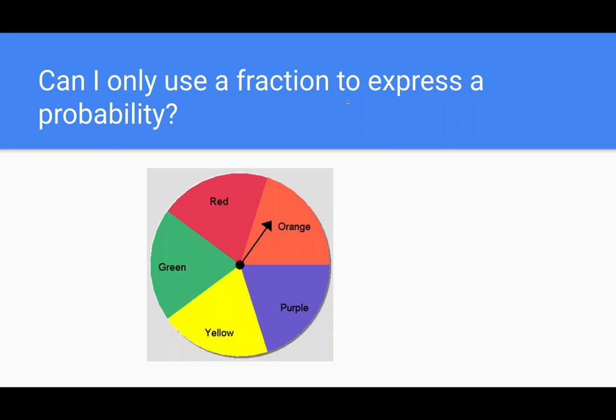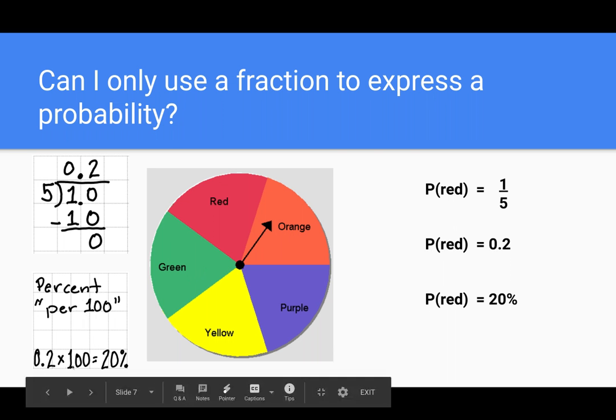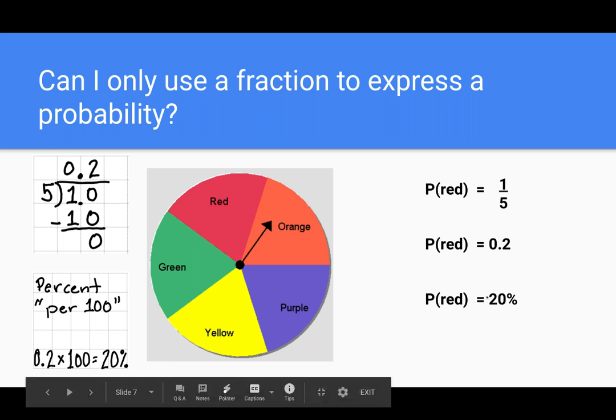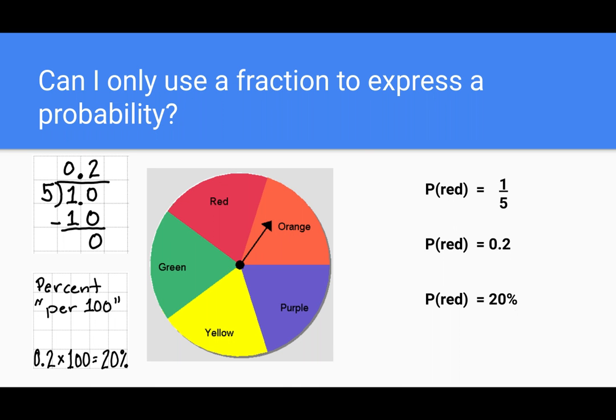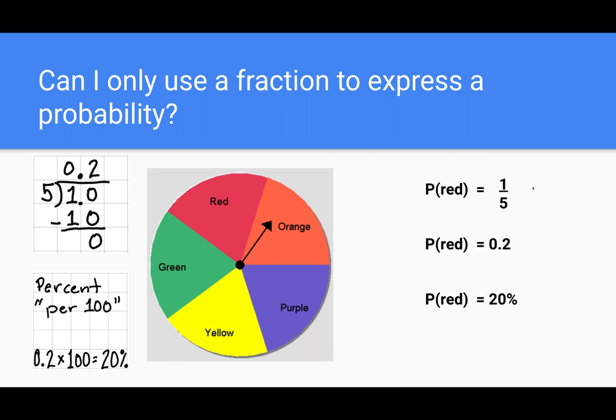Can I only use a fraction to express a probability? Well, remember, if we have a fraction like 1/5, we can divide the numerator by the denominator, and that gives us a decimal of 0.2. And then remember, we studied percent, which means per 100. So I can multiply that 0.2 by 100 to get 20%. So to answer the question, a probability can be expressed as a fraction, a decimal, or a percent. So you want to make sure you read the instructions. If it asks for a percent, then make sure you're giving a percent. If it asks for a decimal, make sure you're giving a decimal. And if it asks for a fraction, make sure you're giving a fraction. And then if there's no specification, then you're kind of free to do as you please.